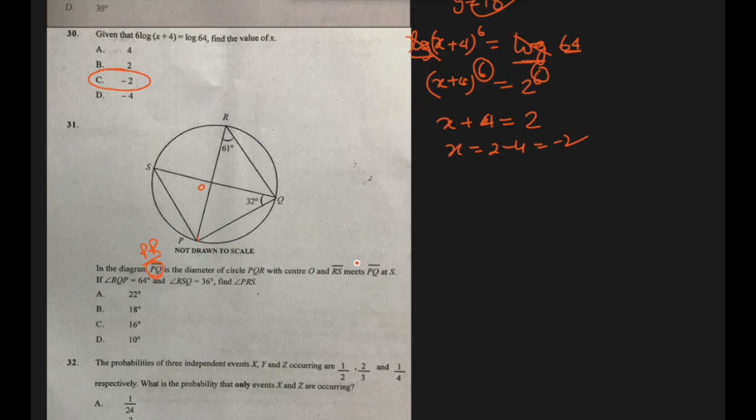RS meets PQ at S. RS meets PQ. They don't meet. Let me skip this one because they have given a strange kind of explanation.